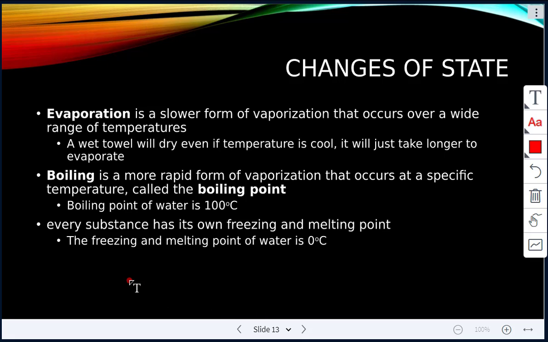Evaporation is a slower form of vaporization, and it can occur over a wide range of temperatures. So for example, if you have a wet towel and you just put it on a chair or something to dry, or even if it's cool outside, it will still continue to dry. It'll just take a longer time. Boiling, it's a more rapid form of vaporization. It occurs at a specific temperature, and that's called the boiling point. So for water, the boiling point is 100 degrees Celsius. So every substance that we know of has its own freezing and melting point. For water, the freezing and melting point of water is 0 degrees Celsius.